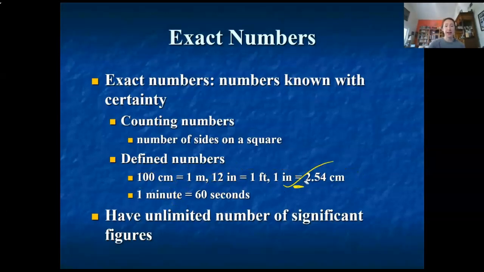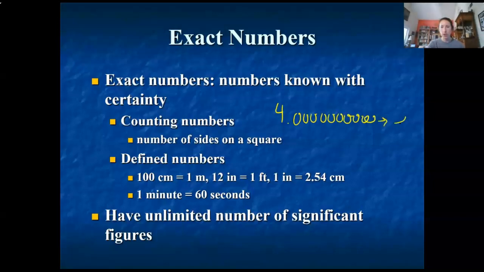So both defined and counting numbers have unlimited numbers of significant figures. For example, if we talk about sides of a square, there are 4 sides. Technically, I could say 4.00000000000 to infinity sides to a square, right? That's supposed to be an infinity sign. So technically, it's an unlimited number of significant figures. There are always more significant figures here than any other, so we never use those when we're doing a calculation.